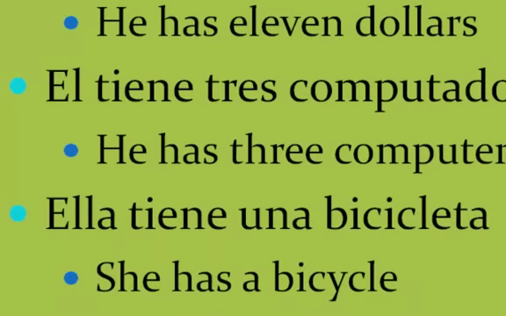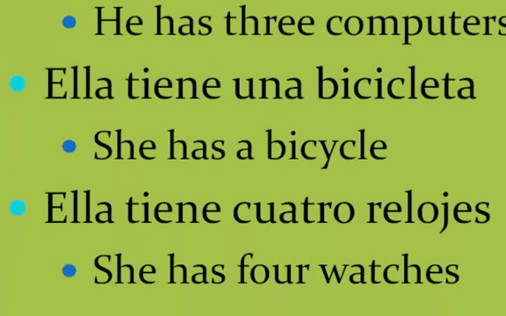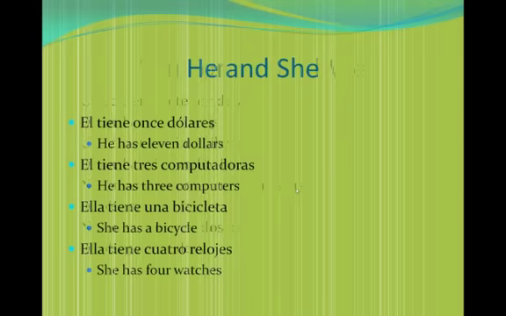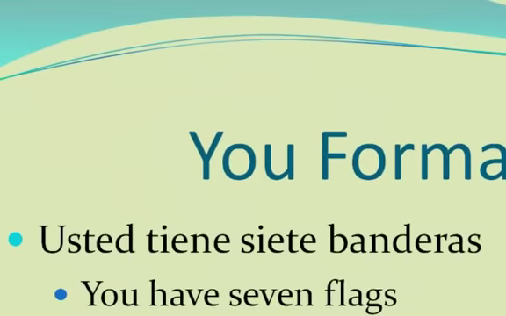So, to say bicycle, bicicleta. Ella tiene una bicicleta. She has a bicycle. Okay, and watches. And we learned that also, so it's not a new word for you. Ella tiene 4 relojes. She has 4 watches. Okay, and it's really important to remember that we already learned the numbers also, so this shouldn't be that complicated. You have 7 flags.